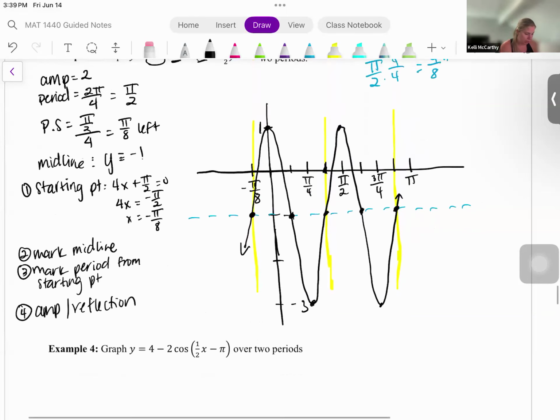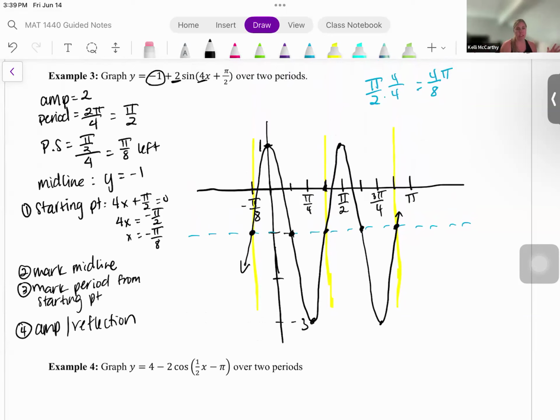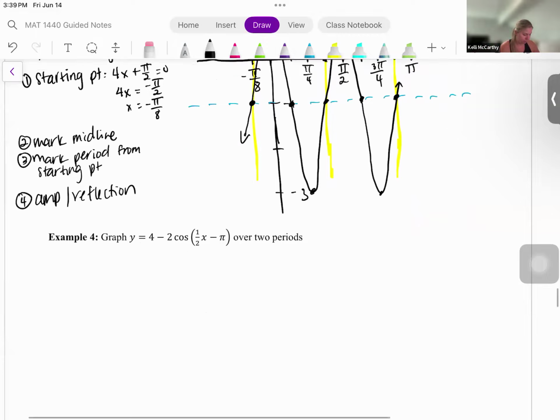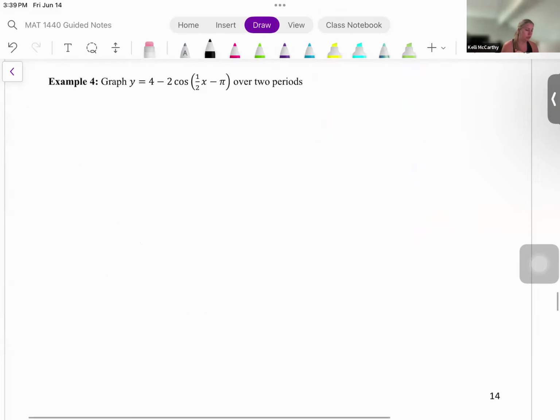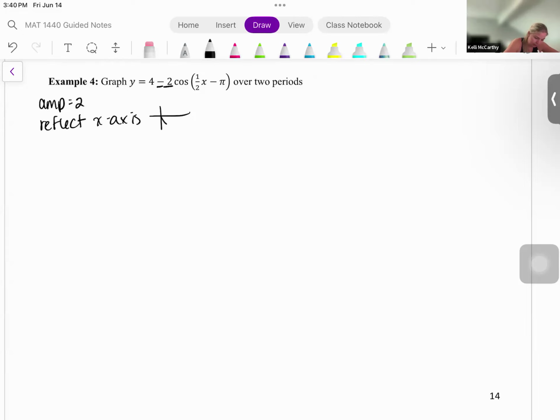Okay, another pretty complicated example with multiple transformations. This time we're going to be dealing with cosine. y equals 4 minus 2 cosine of (1/2 x minus pi). The amplitude is going to be 2. We're going to reflect about the x-axis because of that negative here. So just a quick sketch, if we reflect over the x-axis, that means our, I'm sorry, we're using cosine, so instead of starting at the maximum, we're going to start at the minimum.